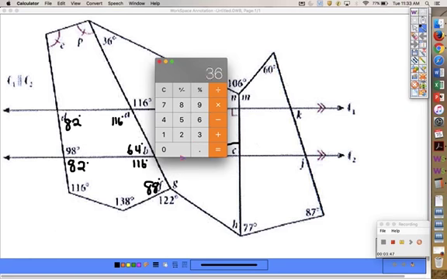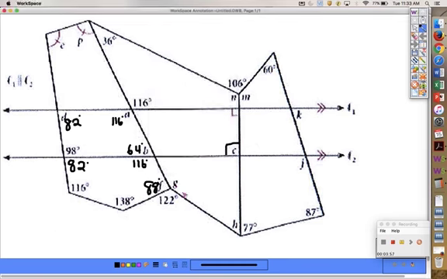Well, let's see, what else can we do? Can we say that J and 87 add up to 180 degrees? No, you cannot, because they are not parallel lines. Can I say that J and K are congruent? No, you cannot. They are on parallel lines, but one is acute and one is obtuse. But there's something over here, and you'll notice where I'm circling, that may help you.